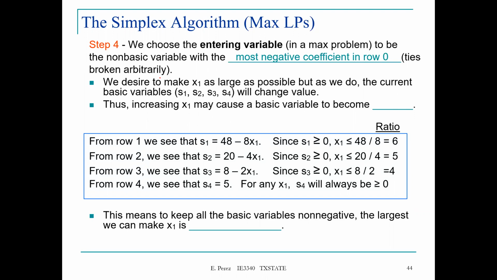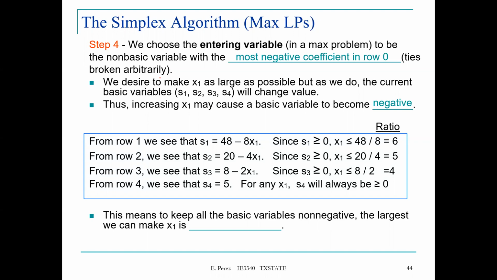We decided to make x1 as large as possible, but as we do, the current basic variables s1, s2, s3, and s4 would change value. Thus, increasing x1 may cause a basic variable to become negative, and we don't want that. So from row 1, we see that s1 equals 48 minus 8x1. Since s1 has to be greater than or equal to 0, the maximum value that x1 can have is 48 divided by 8, which is equal to 6.